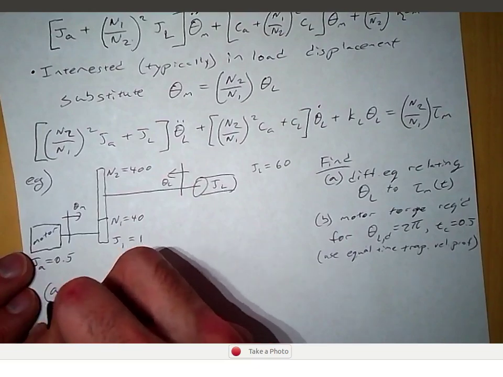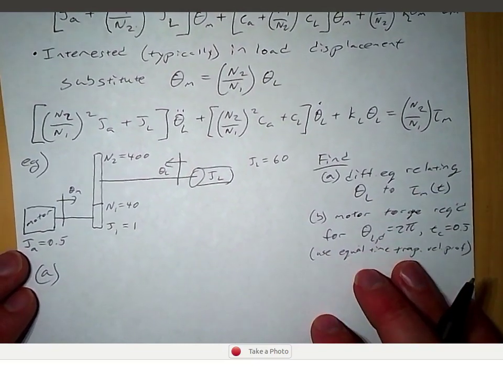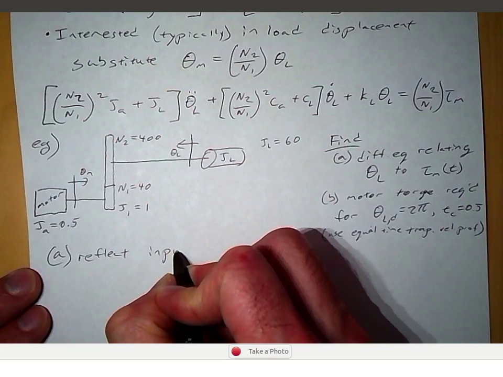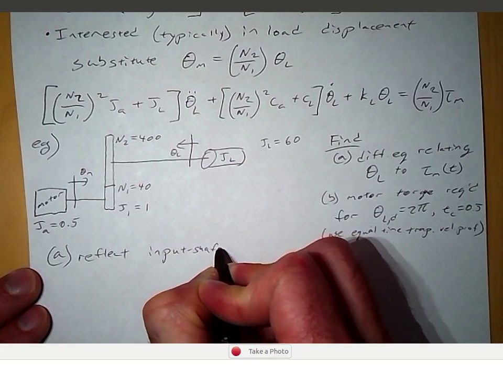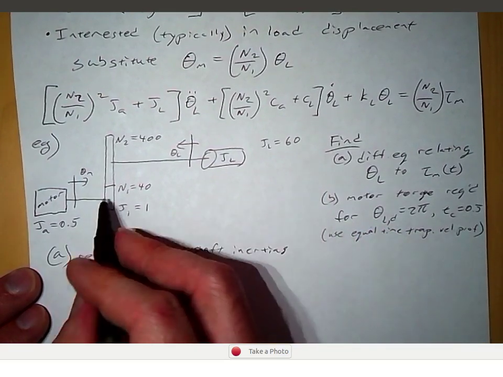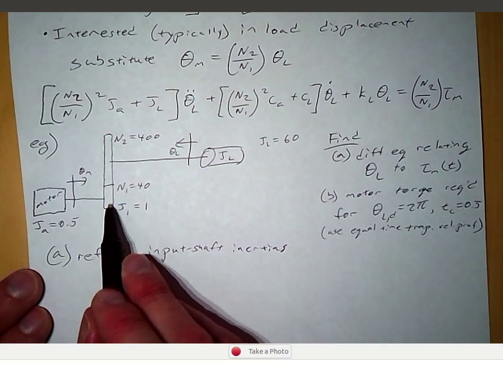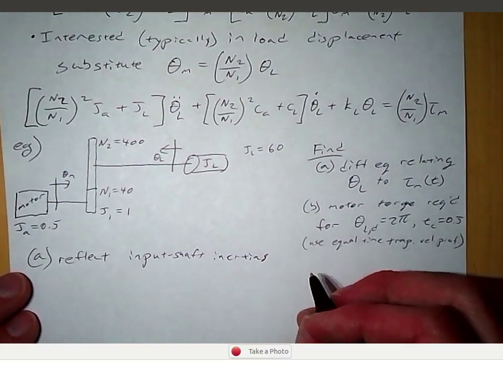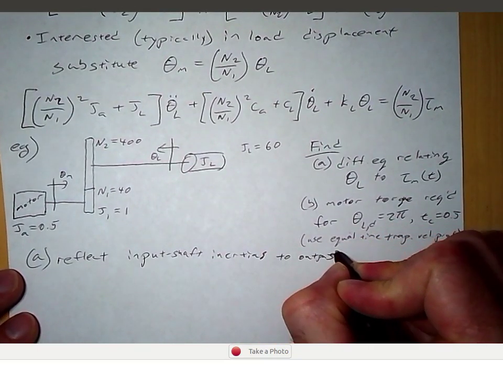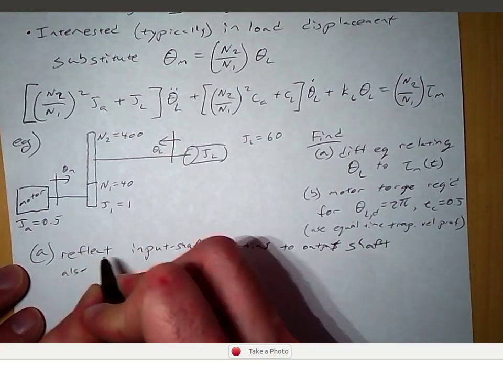So part A, we want to find the displacement of the load shaft. So we're going to reflect the input shaft inertias. I say inertias because on this shaft there are two inertias. There's an inertia from the armature and an inertia from the gear. So we want to reflect both those inertias to the output shaft. And also the torque is magnified.